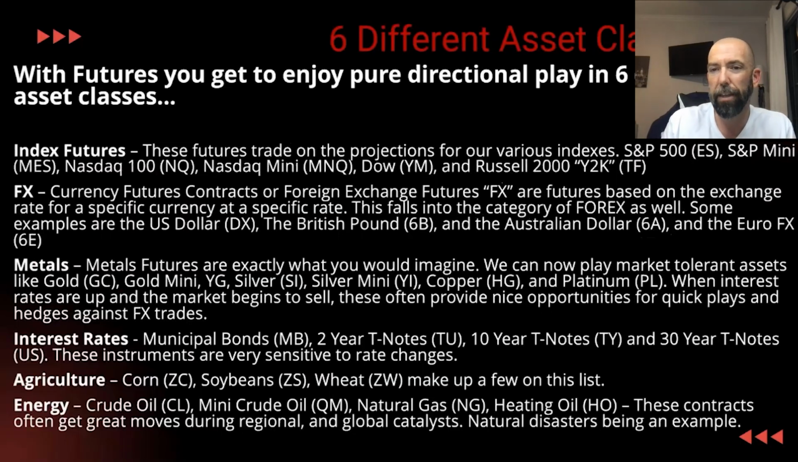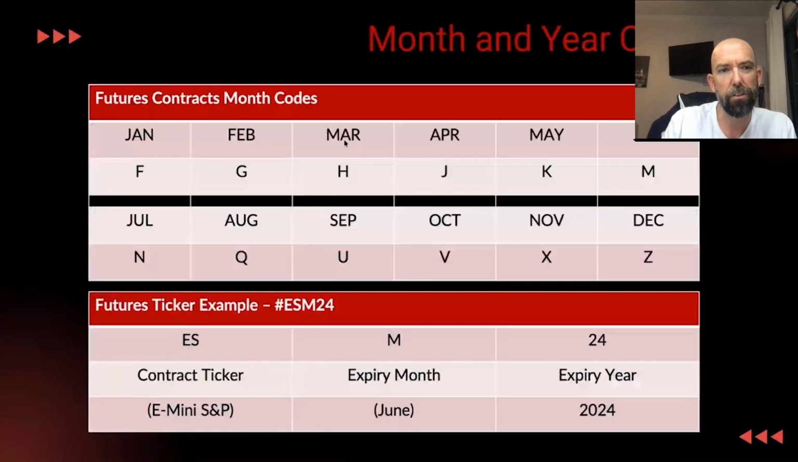But then we can also play the dollar. You can play Forex, you can play the pound, you can play metals, which is like gold, gold mini, silver, silver minis. You can trade interest rates, right? We can trade bonds, T-notes, 10-year T-notes. We can trade agriculture, corn, wheat, or energy like crude oil, mini crude, natural gas, which has been really hot, pun intended, during the wintertime, and all of these different things.